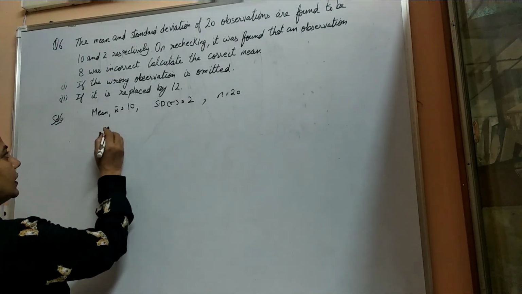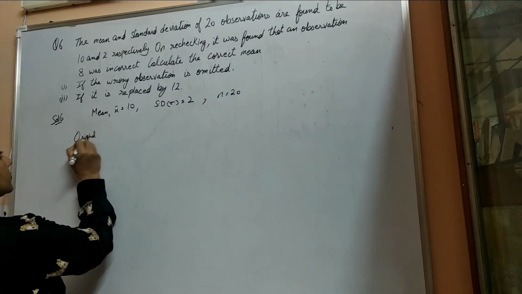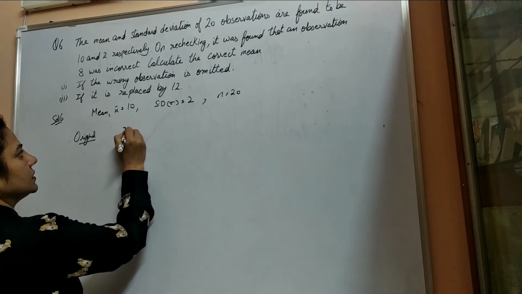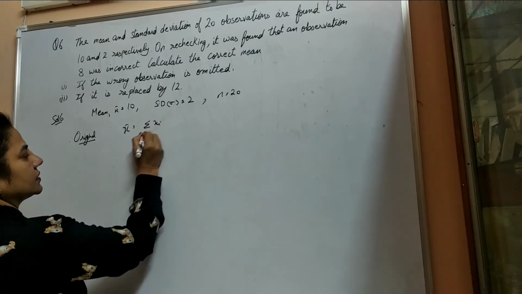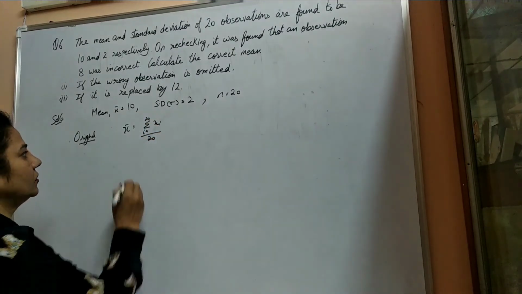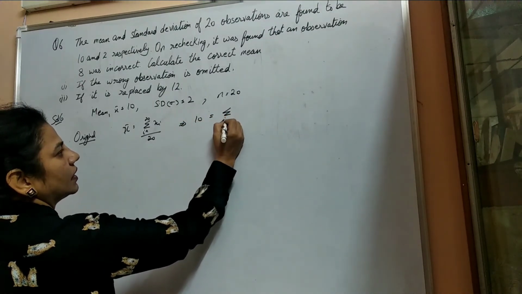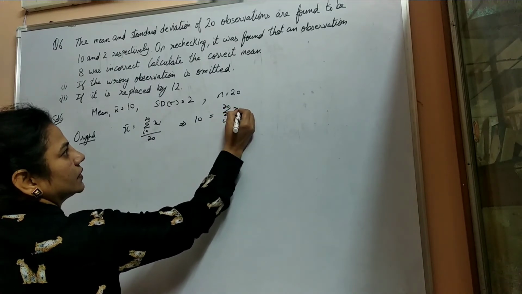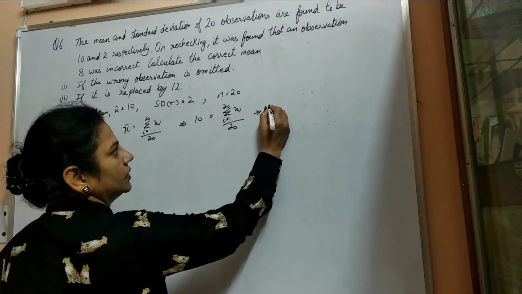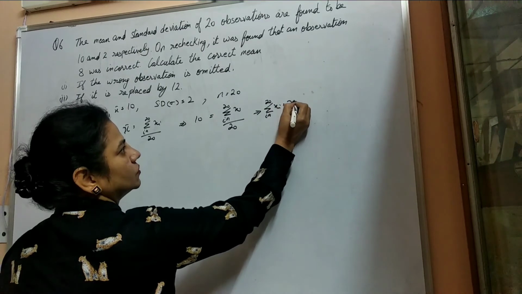So originally we can say that the original mean is 10. The formula for mean is x bar is equal to sigma xᵢ, i equals 1 to 20, upon 20. Now this implies 10 is equal to sigma xᵢ, i equals 1 to 20, upon 20. That means the sum of 20 observations is 200.